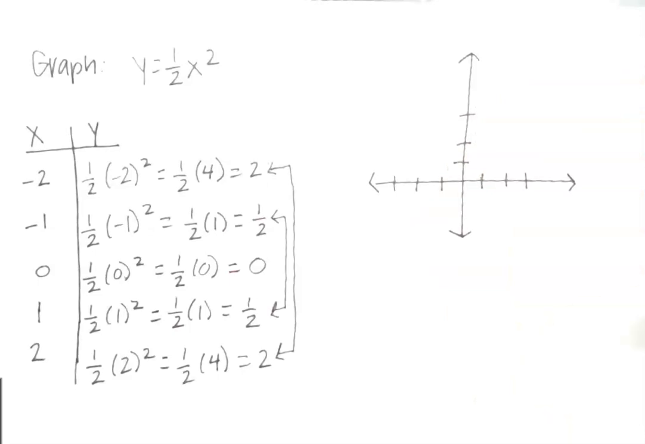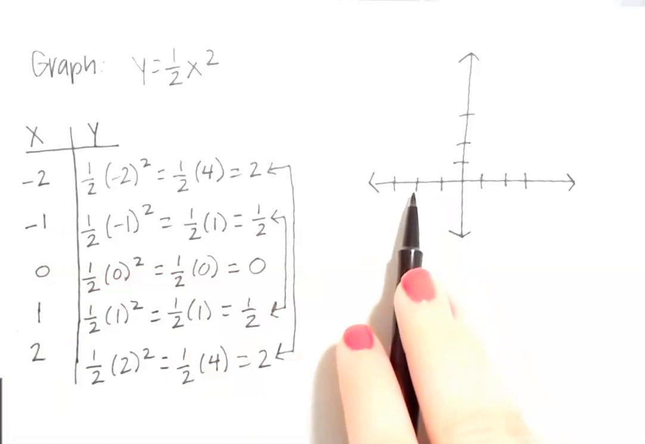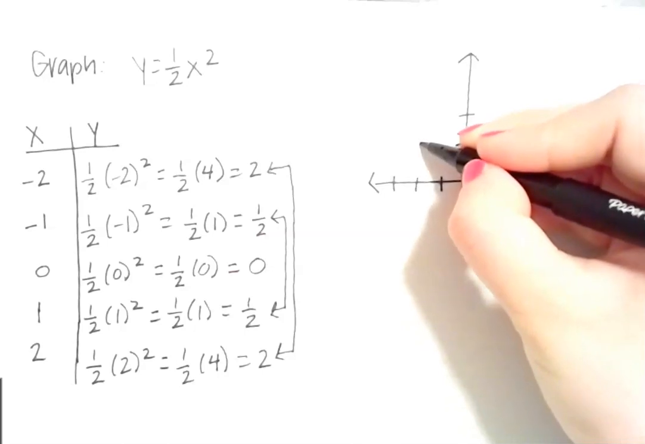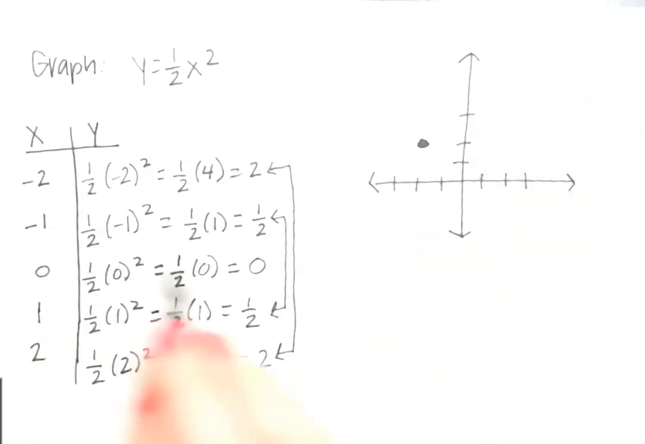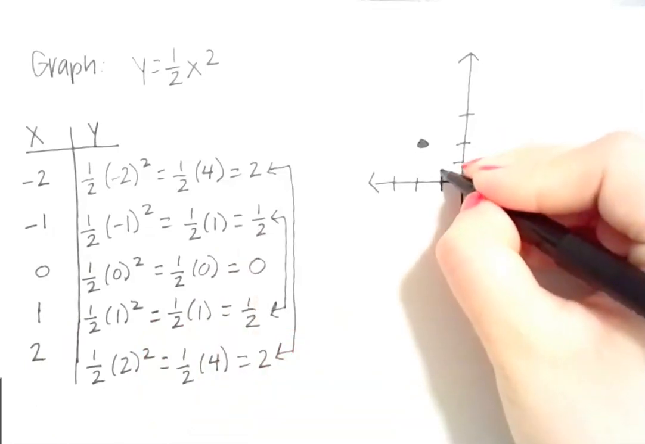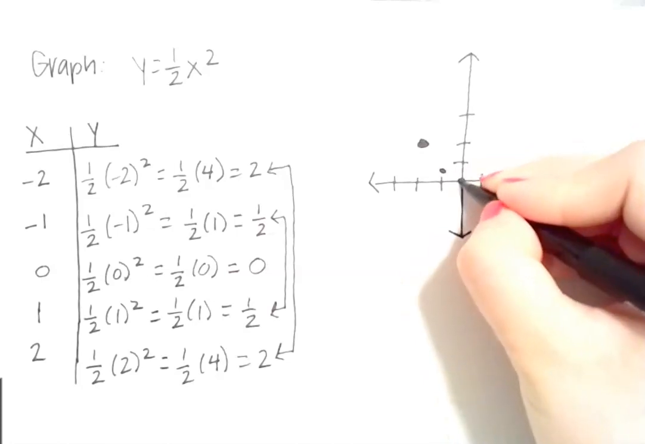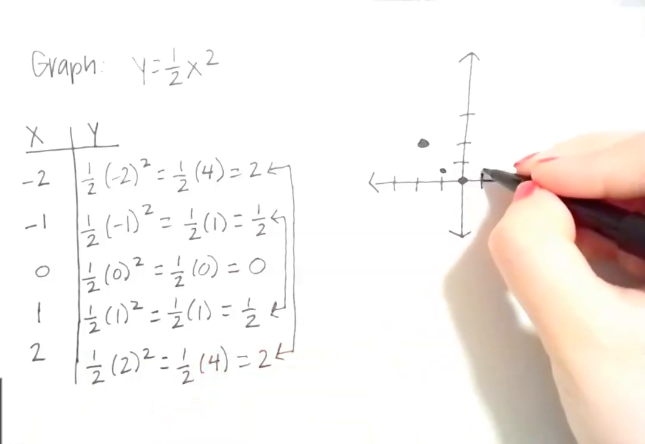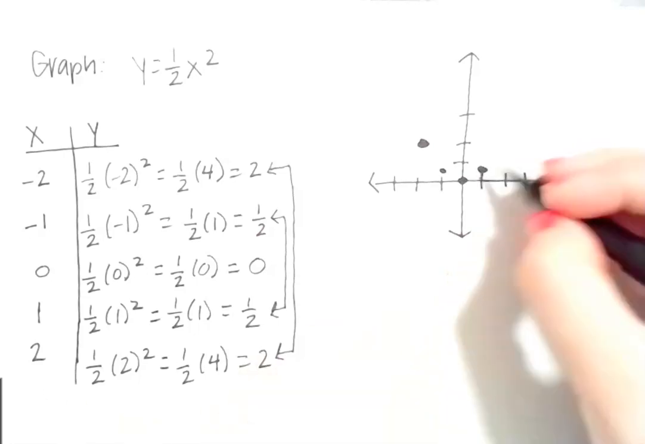So if we start graphing, I plugged in -2, so I go over -2, up 2. -1, a half. So I'm going to go over -1 and only up a half. So just halfway between. 0, 0. 1, a half. So over 1, up a half. And then 2, 2.